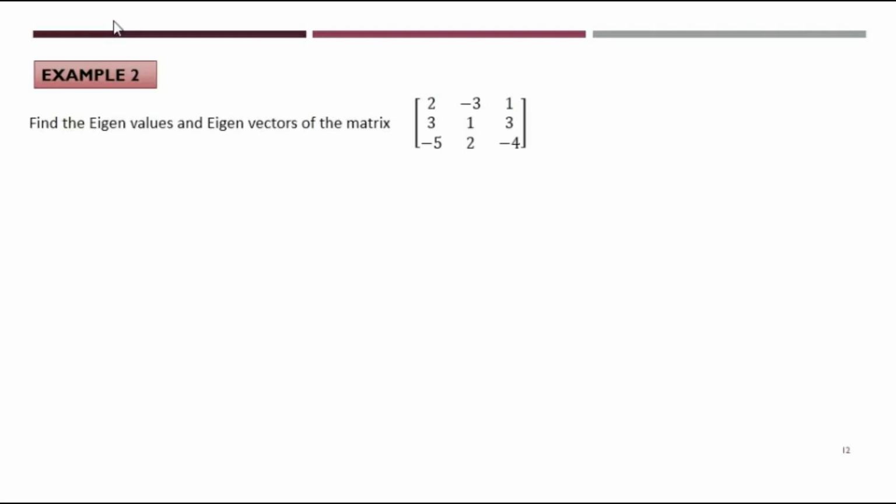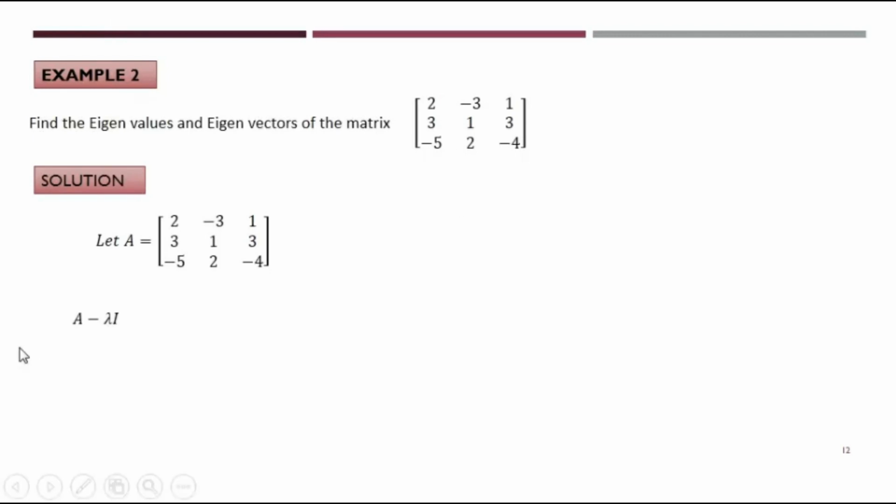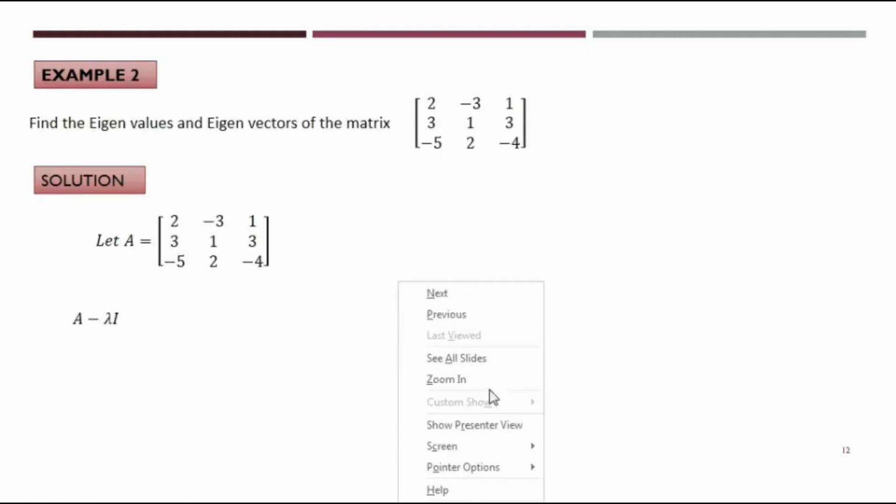You can try this. So again, eigenvalues and eigenvectors of the matrix 2 minus 3 1, 3 1 3, minus 5 2 minus 4. First our aim is to form the characteristic equation and find the roots of that characteristic equation. Those roots are called the eigenvalues, and then we have to find the eigenvectors. Again, we are given a 3 by 3 matrix, so we can use the formula to calculate the characteristic equation. But before that, form the matrix A minus lambda I. Let us take the given matrix as A, and calculate A minus lambda I.